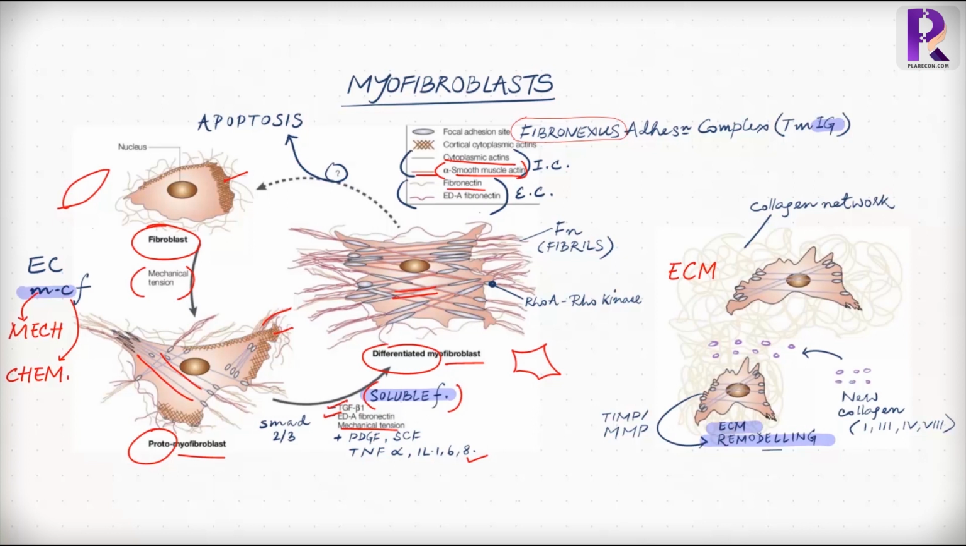Now the intracytoplasmic actin is in continuity with the fibrils extracellularly through an adhesion complex, which is a transmembrane integrin called fibronexus. Now the extracellular fibrils are in contact with the extracellular matrix. So now when the myofibroblast contracts, it also synthesizes new extracellular matrix and eventually leads to extracellular remodeling, which is nothing but the extracellular matrix becoming more rigid.